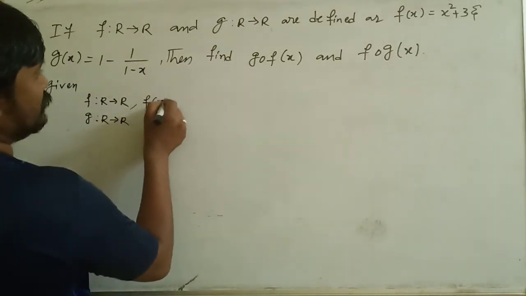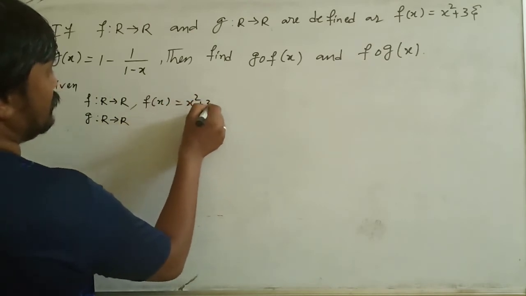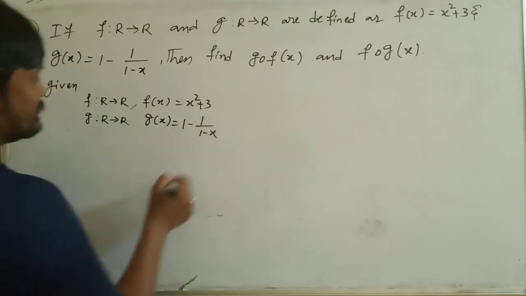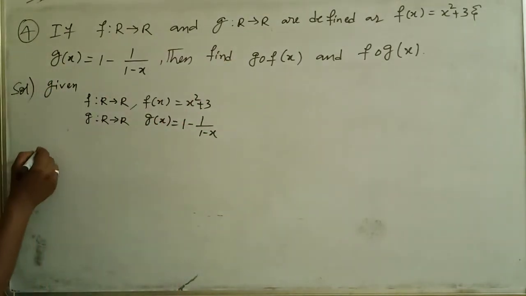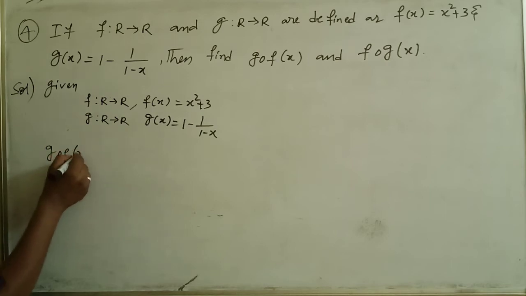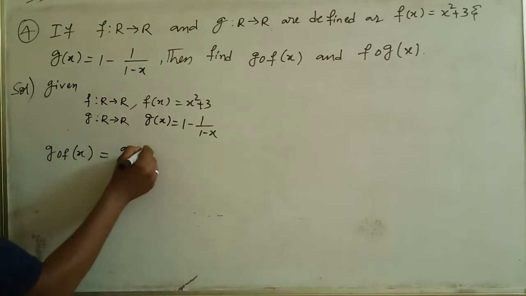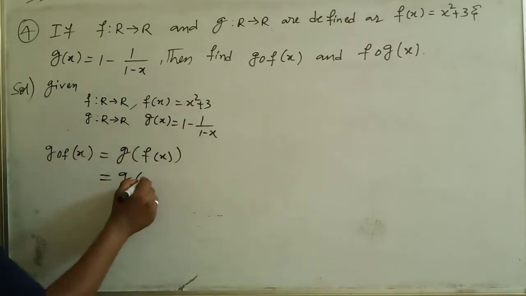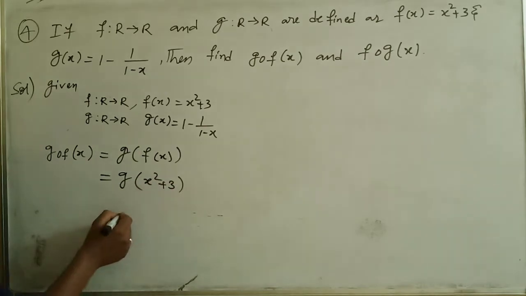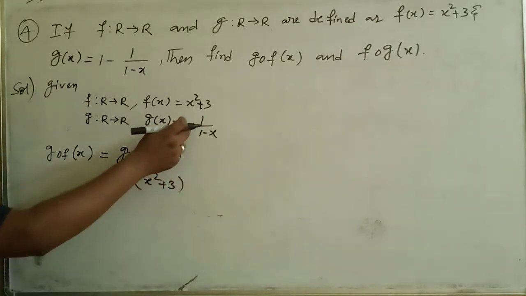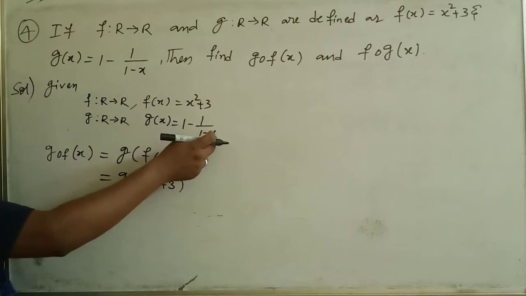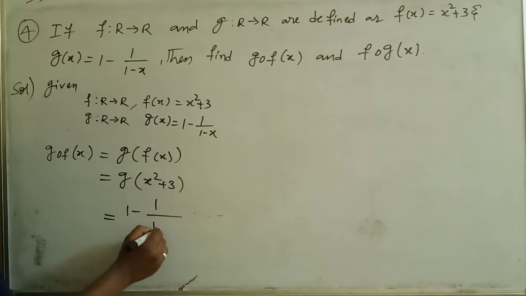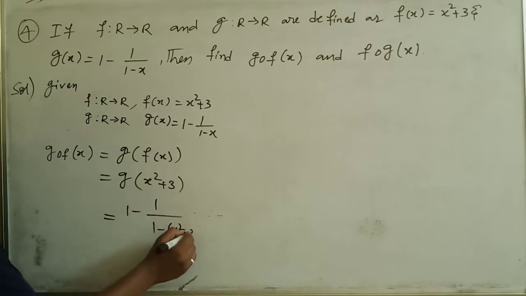f of x is equal to x square plus 3. g of x is equal to 1 minus 1 upon 1 minus x. So now first I need to find g circle f of x. Very simple. g of f of x, right? What is f of x value? Substitute now. f of x is x square plus 3. So now g of x means 1 minus 1 upon 1 minus x. Wherever x is there, substitute x square plus 3. So now 1 minus 1 upon 1 minus x square plus 3.